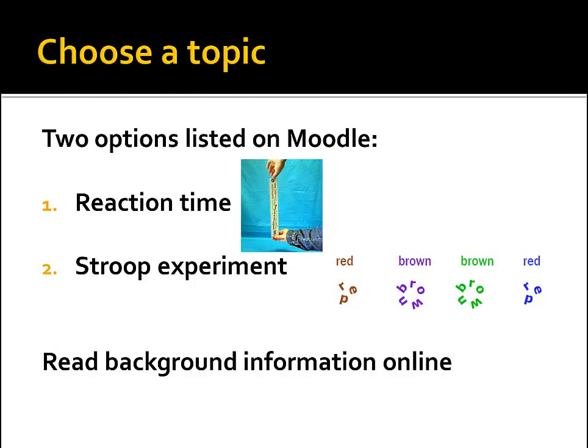Okay, so choosing a topic. There are two options listed on Moodle. There's the reaction time experiment and the Stroop experiment. The reaction time experiment involves a ruler, someone dropping a ruler and someone catching it. Quite simple really, but what we're going to do is see if we can add some variables in there that make it interesting. So for example, you could have people talking on a mobile phone and then recording their reaction times and comparing that to people who are not talking on a mobile phone. That has important implications for driving, of course.